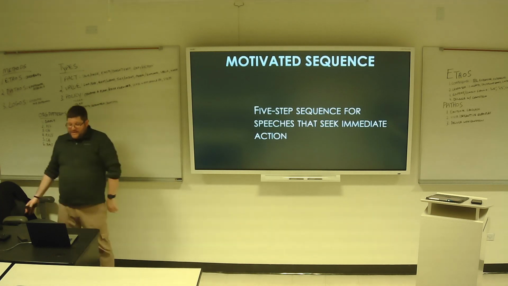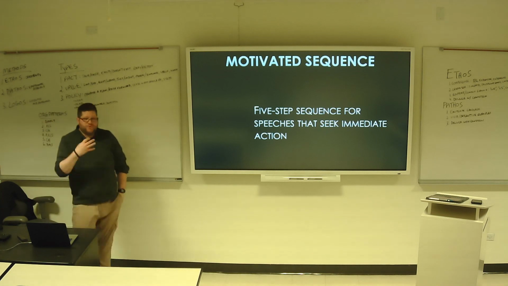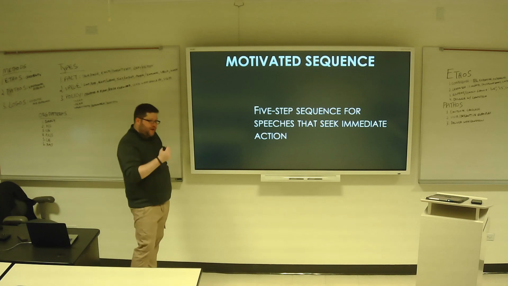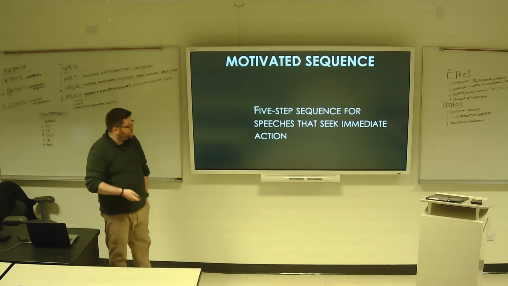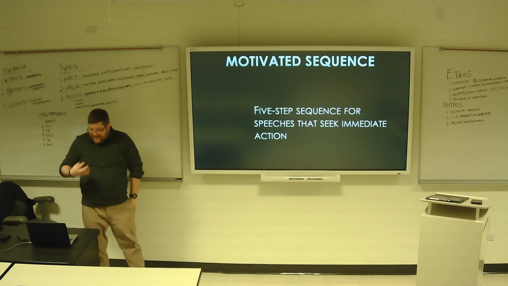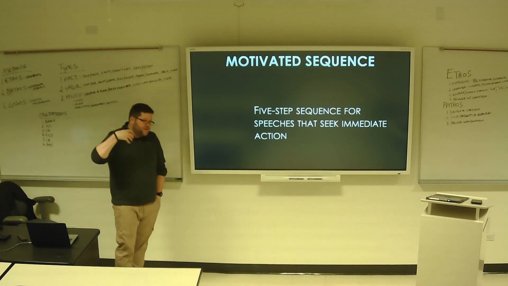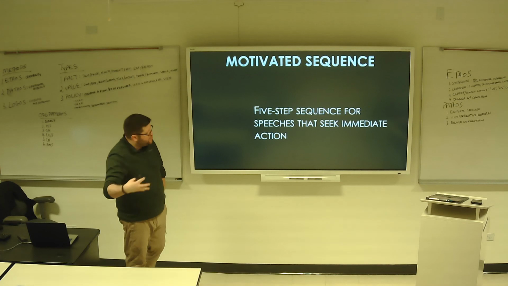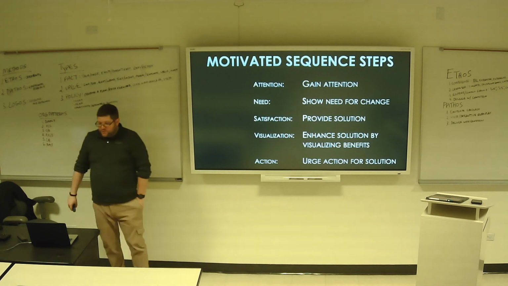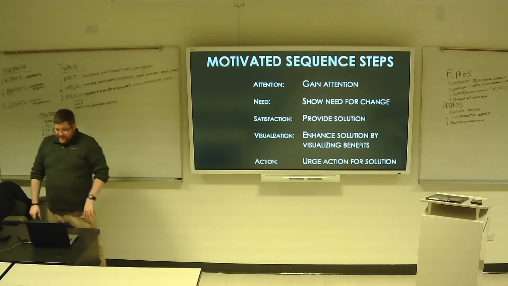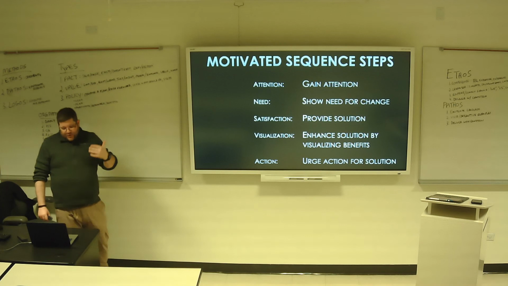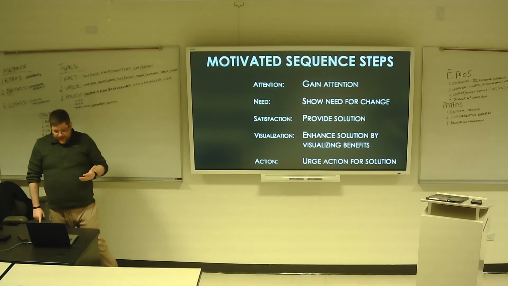So next and last is Monroe's motivated sequence. I won't dive into this one as much because it's explained in your text, and we're not going to use it specifically in this class, but I want you to be familiar with it. Because it is a 5-step sequence that essentially spurs and encourages our audience to seek immediate action. So first is we gain attention. Second is we show a need for change. We then provide a solution that satisfies that need.